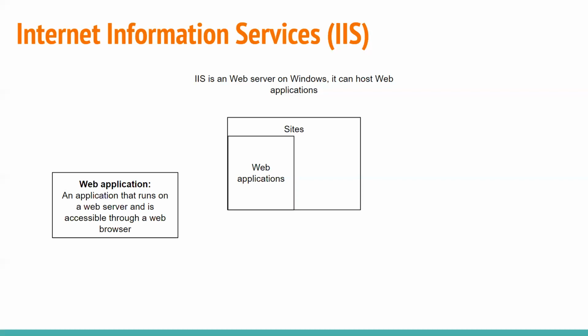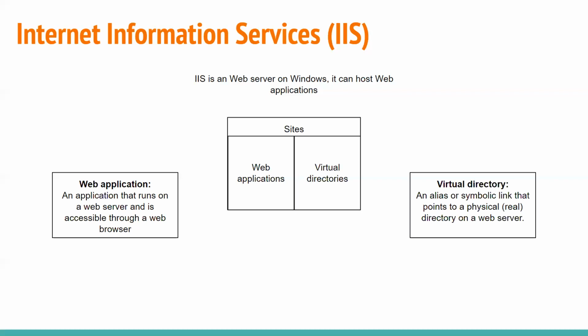So a web application is an application that runs on a web server and is accessible through a web browser. We defined application back in chapter 3. And so a web application is just an application that runs on the web, basically, for a very simple definition. The other thing that makes up a website is virtual directories. Virtual directories are something that you guys maybe haven't heard of before. A virtual directory is an alias or symbolic link that points to a physical directory on a web server. So what do we mean by that?